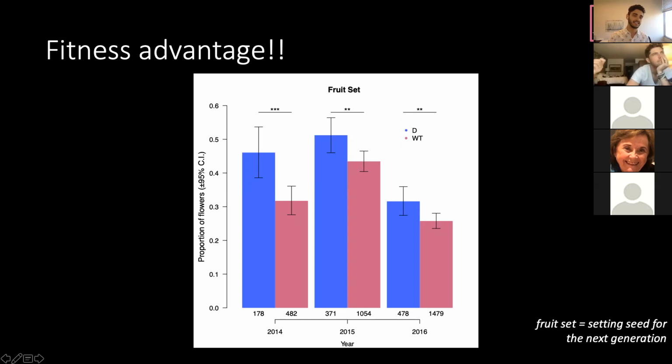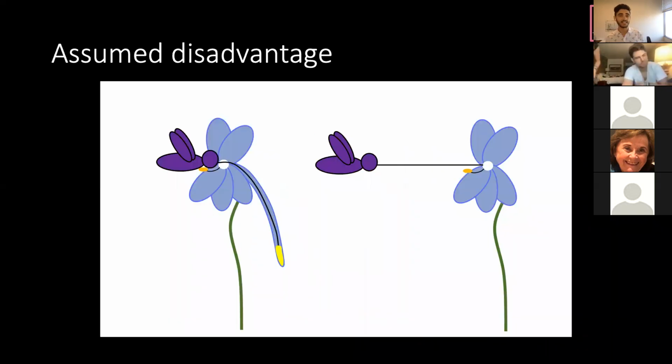And the y-axis is the proportion of flowers that in this case successfully set a fruit. And the asterisks indicate significance. The more asterisks, the more statistically significant the comparison was. Across all 3 years, we see a huge, consistent fitness advantage for the Dahlia flowers. They are much more likely to successfully set a fruit than wild type. And this is really surprising given the assumed disadvantage we have given the morphology change.